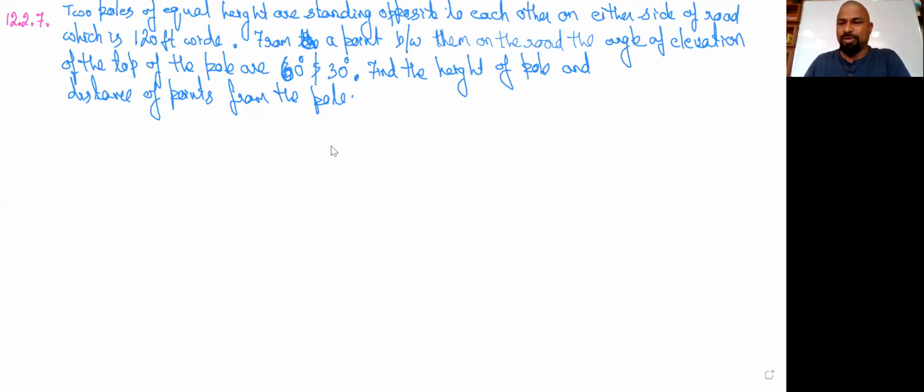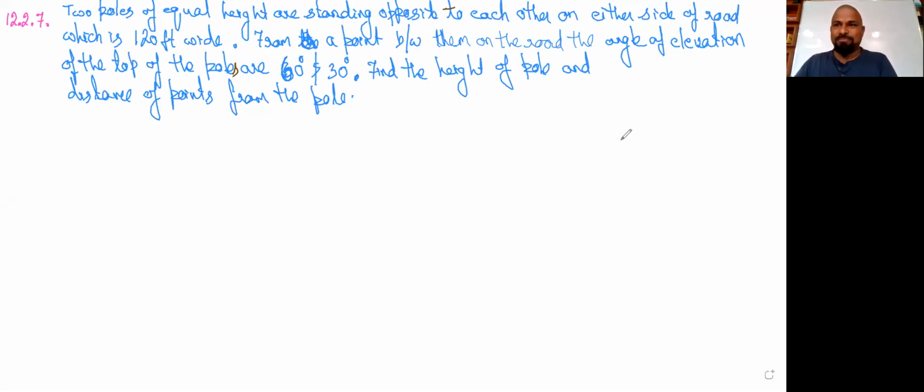Yeah, guys, we are going to deal with this sum now. Two poles of equal height are standing on opposite sides of the road, which is 150 feet wide. From a point between them on the road, the angles of elevation to the tops are 60 degrees and 30 degrees. Find the height of the pole and the distances of the point from the poles.